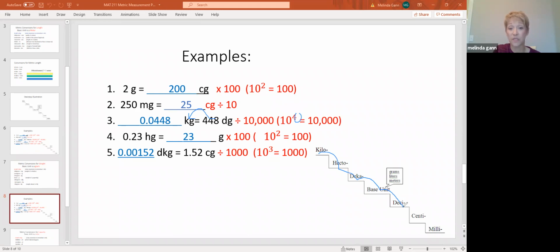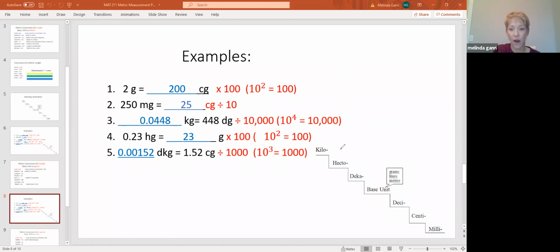And again, I'm going from small to big, so that's why I divided. So that moved the decimal. Remember, it's understood to be at the back, 4 places to the left. 448 10,000ths. All right. Remember, we're going from hecto down to gram, so that's big to small, so we multiply.